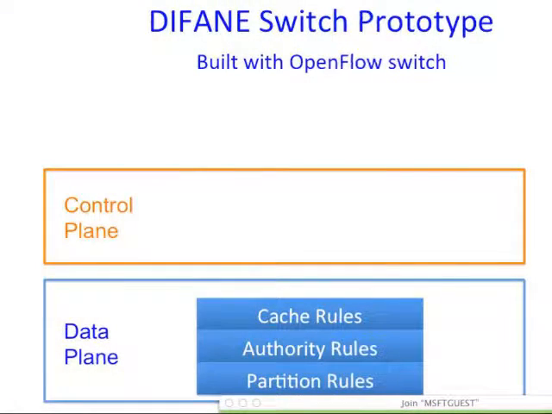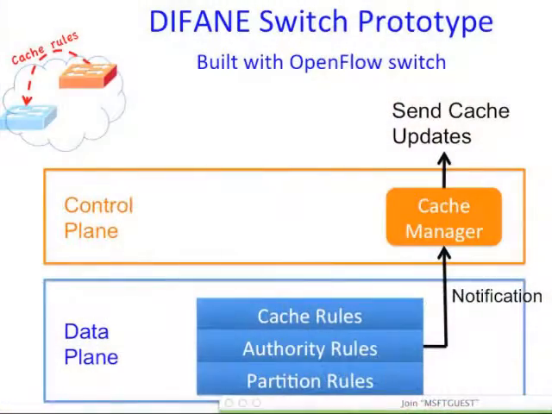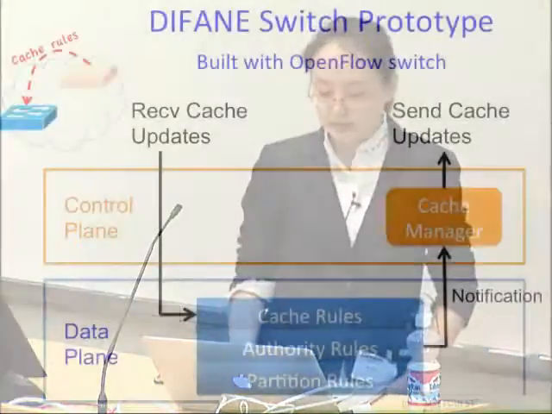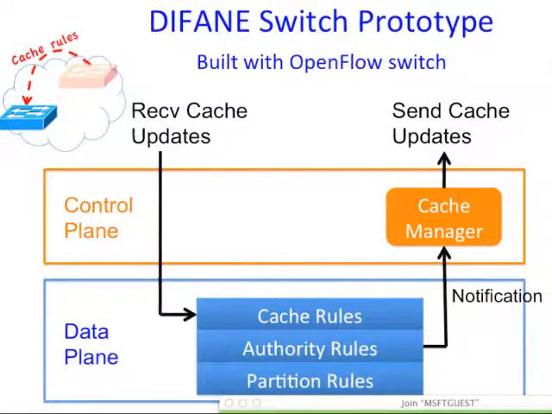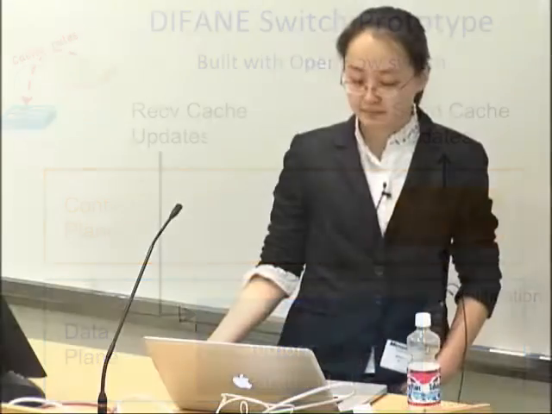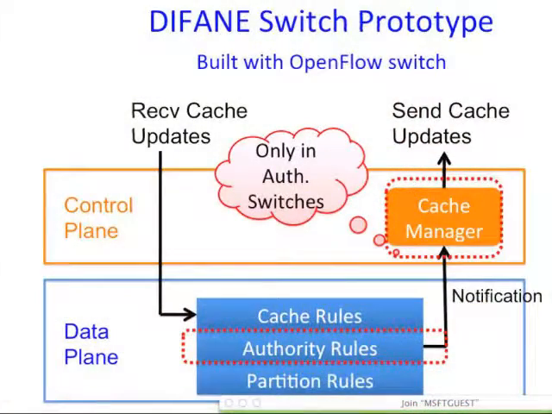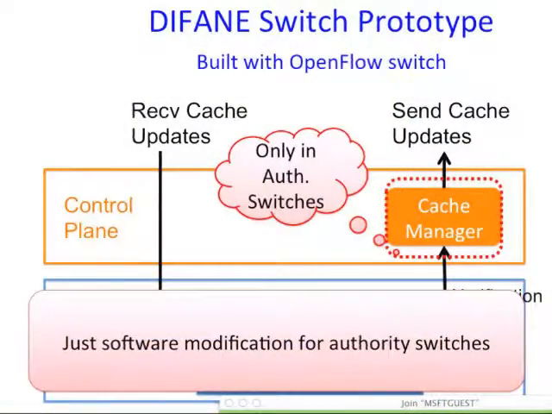So we actually implemented DIFANE with OpenFlow switches, and we don't need any change of the data plane, so we just store 3 sets of rules in the data plane. And then if a packet matches the authority rules, we send a notification to the control plane. In the control plane, we implemented the cache manager that sends cache updates to the ingress switch. At the ingress switch, if it receives cache updates, it can change the cache rules accordingly. So the authority rules and the cache manager only exist in authority switches, and we just need software modification for authority switches to support DIFANE.